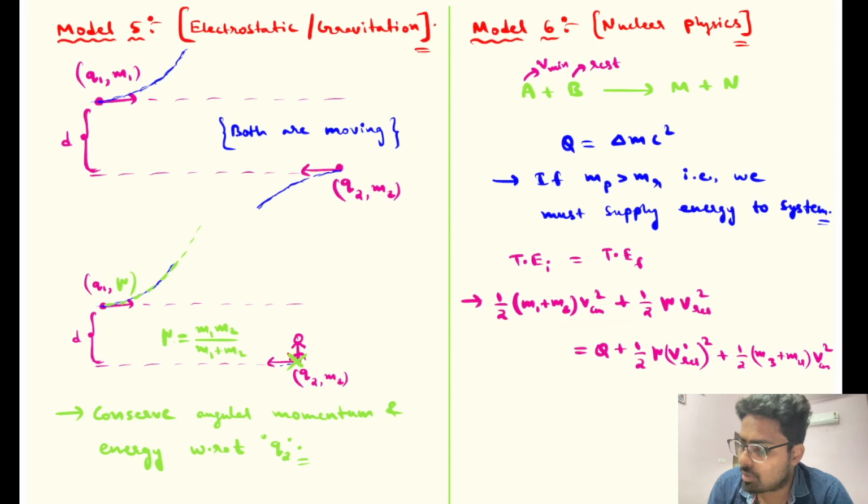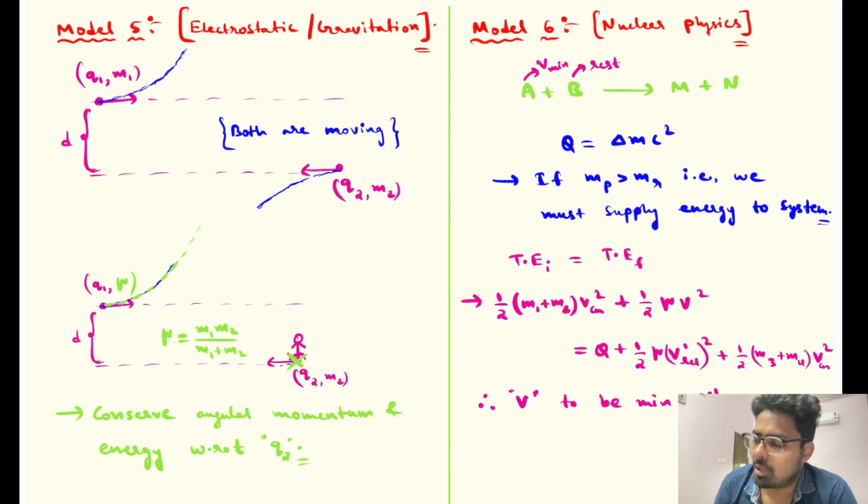So this v relative square is nothing but what? V relative in this question is nothing but v. Therefore, for the v to be minimum, v relative dash must be equal to 0. Then only it will be minimum.